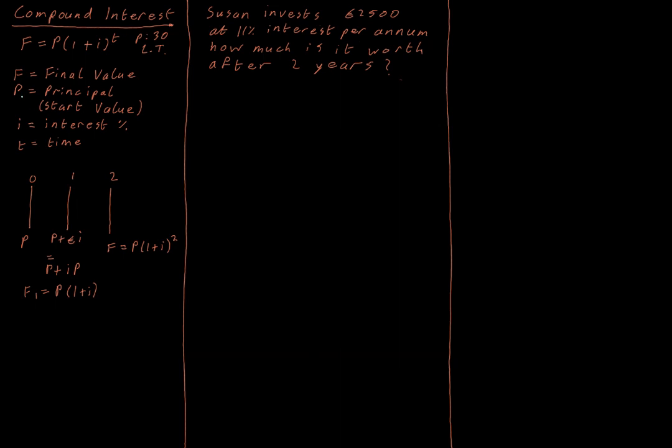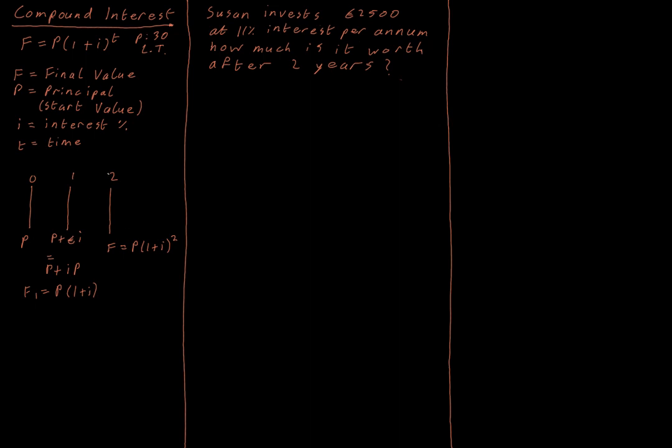So F for final value, P for principal, which is our starting value, how much we started with, I is for the interest rate, and T is for time, usually in years. But the interest compounding time and the time we measure in has to be the same. So if our interest rate is per year, then we'd want to measure our time in years. If our interest rate was per week, we'd want to measure our time in weeks.